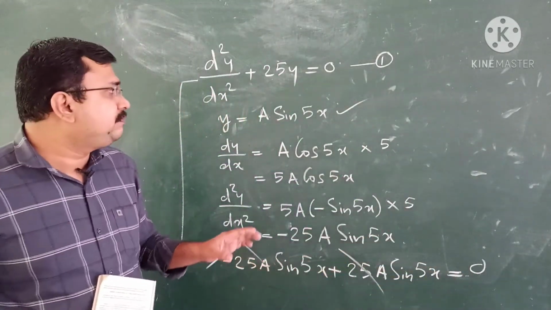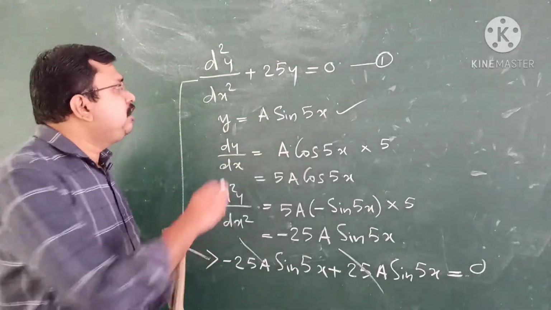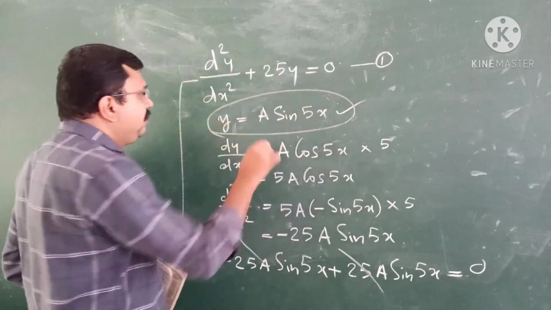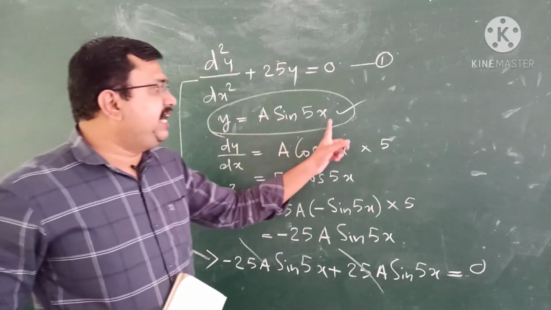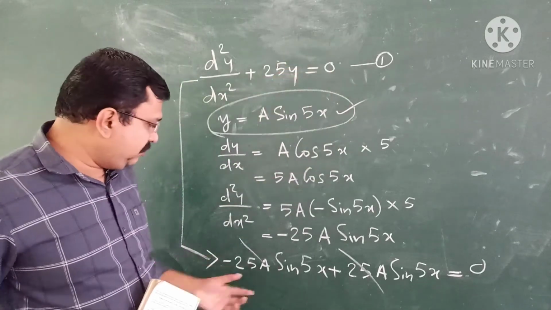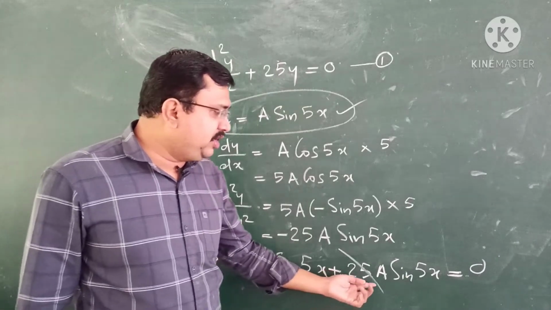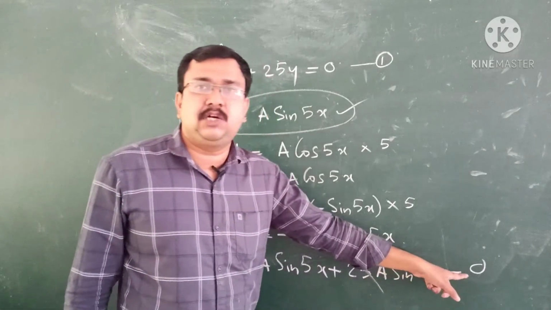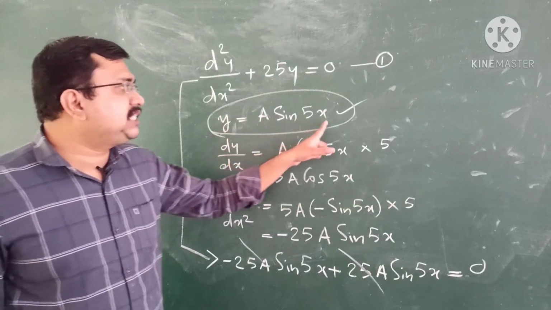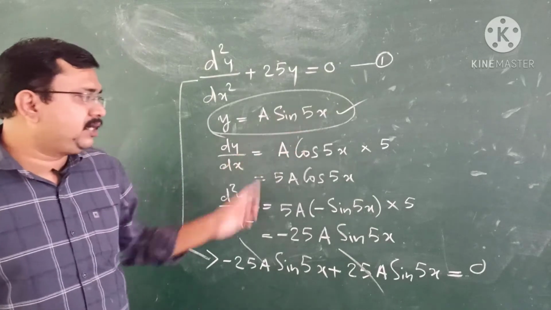That means here y equal to a sin 5x is a solution of this differential equation. That is why here minus 25a sin 5x plus 25a sin 5x equal to 0. Therefore, remember that here y equal to a sin 5x is a solution of this differential equation. Okay.